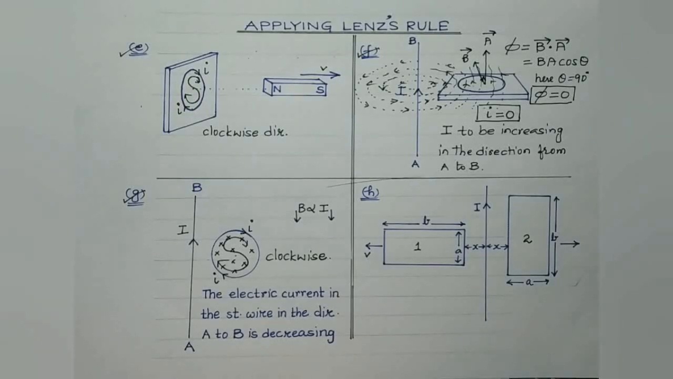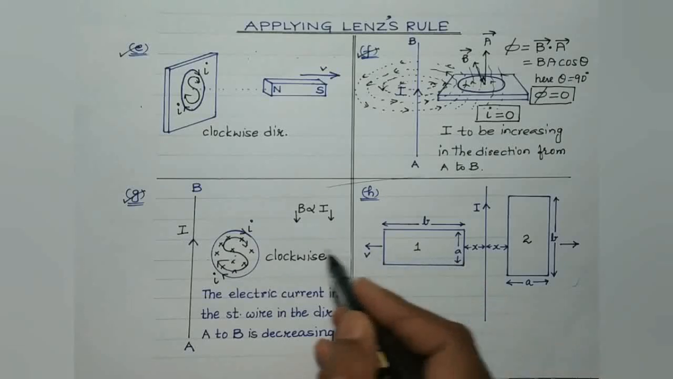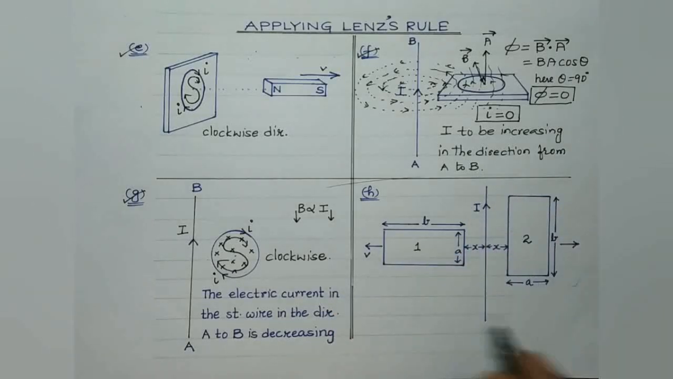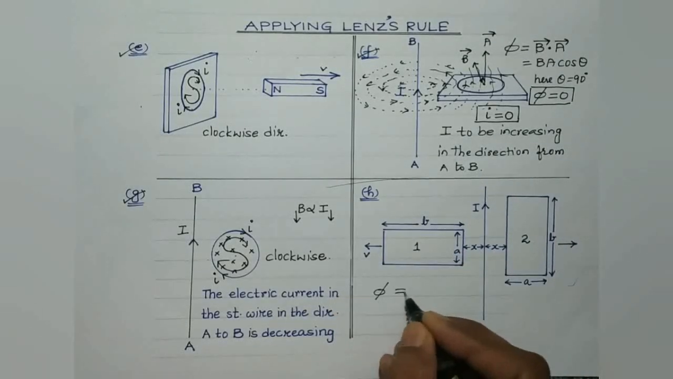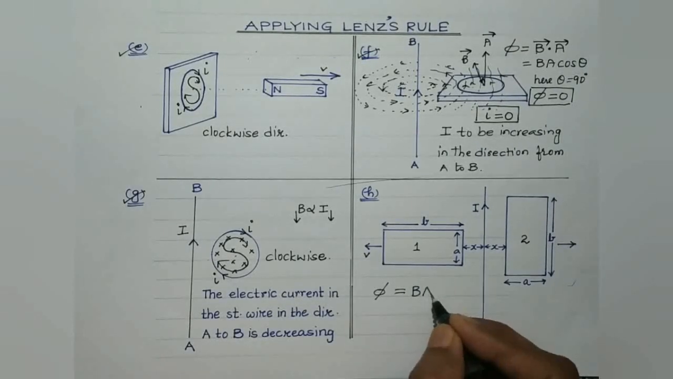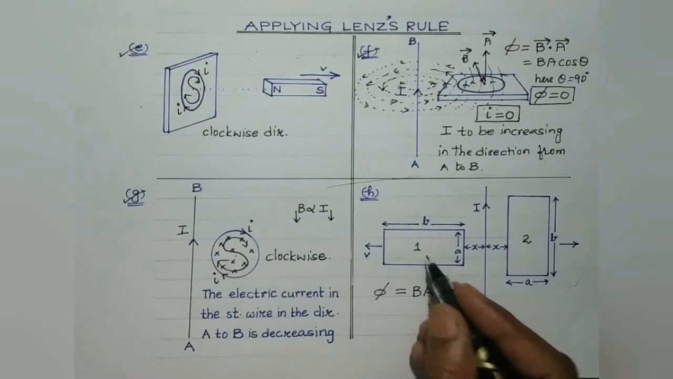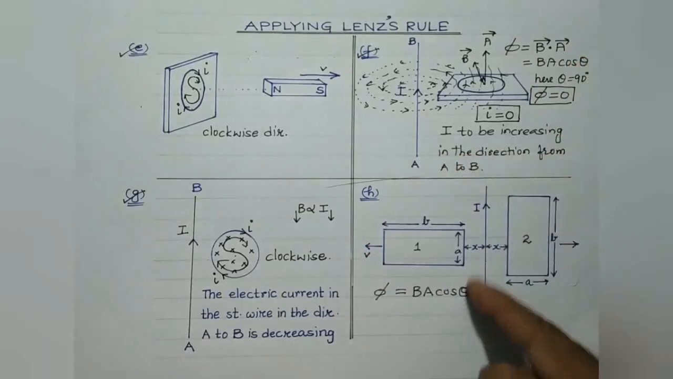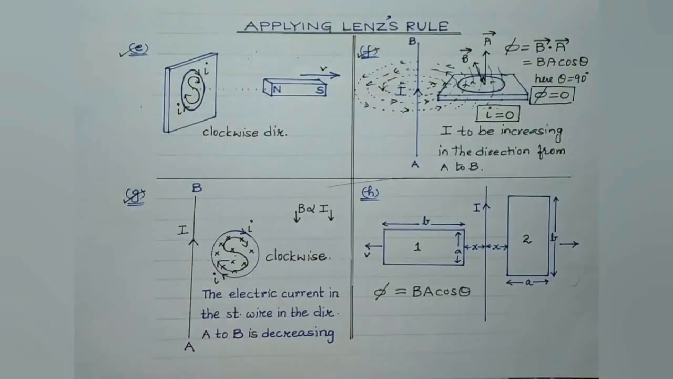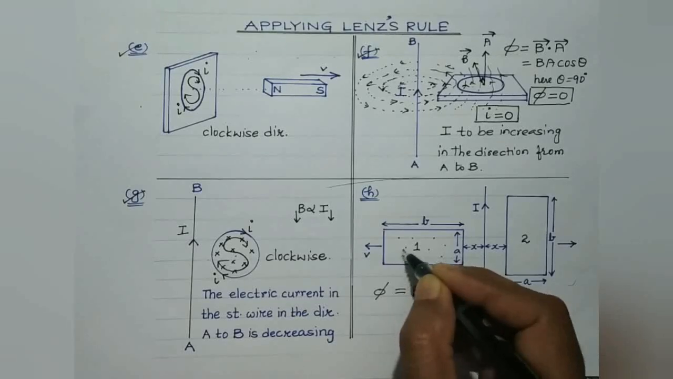So students, now consider loop 1. As this loop is pulled away from the straight conductor, we are aware magnetic flux is equal to B A cos theta, isn't it? Theta over here will be like this. Due to this current, the magnetic field lines will be in the outward direction over here, represented by a dot.